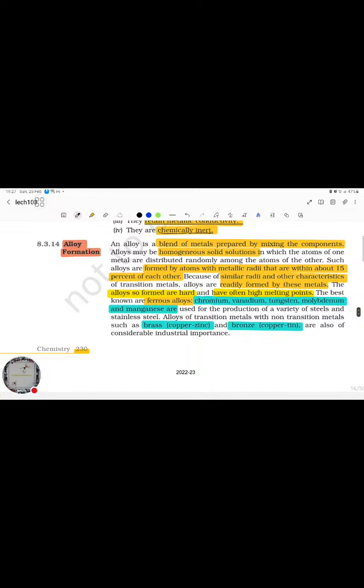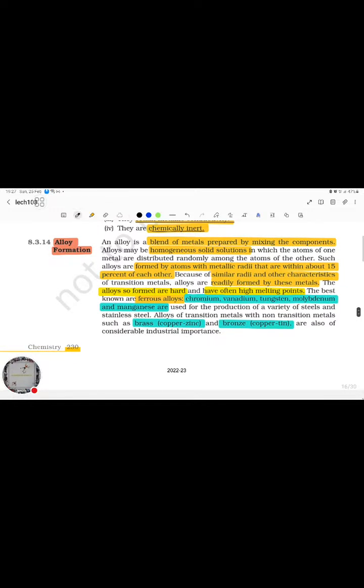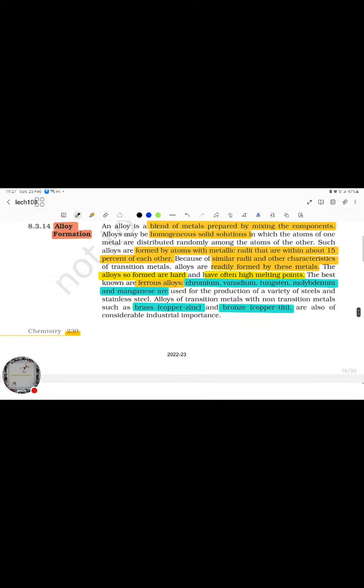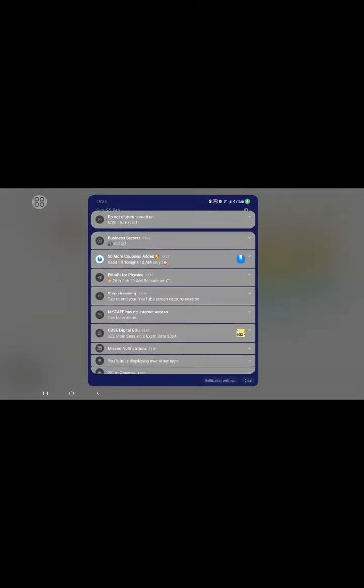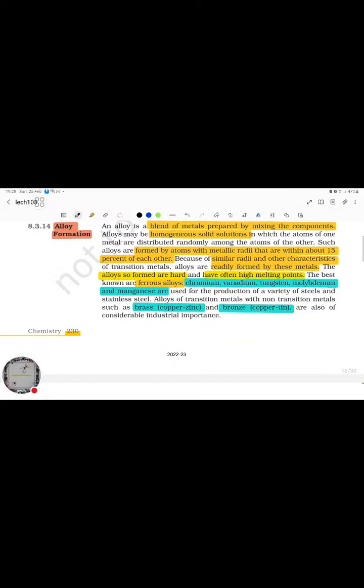Next, the alloy formation. An alloy is a blend of metals prepared by mixing the components. Alloys may be homogeneous solid solutions in which the atoms of one metal are distributed randomly among the atoms of the other. Such alloys are formed by atoms with metallic radii that are within about 15% of each other. So basically, an alloy is formed by atoms with metallic radii within about 15% of each other. Because of similar radii and other characteristics of transition metals, alloys are readily formed by these metals.